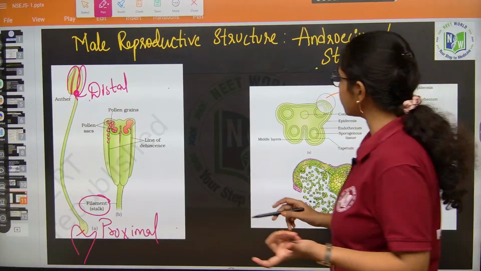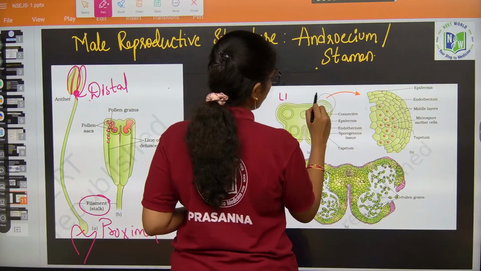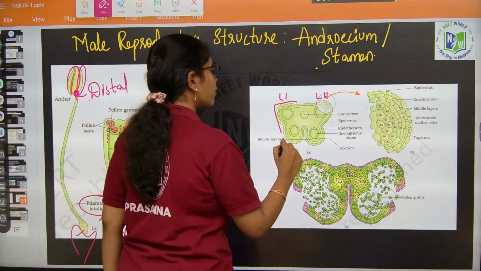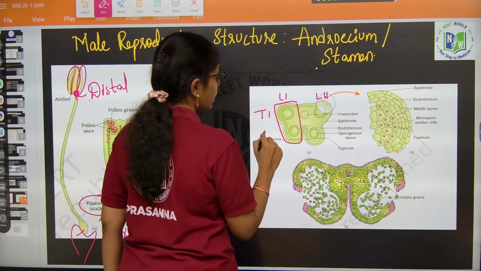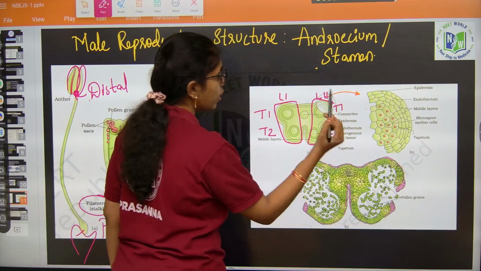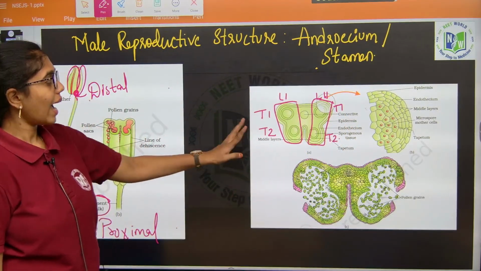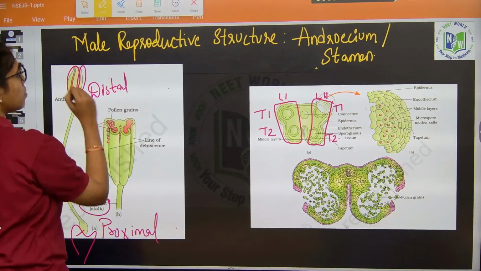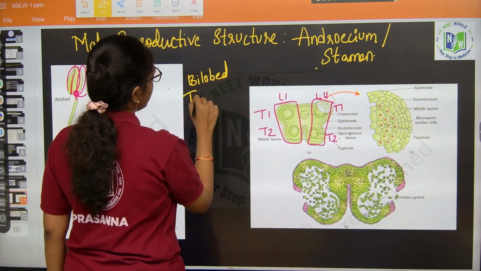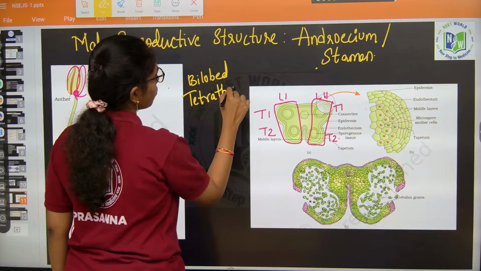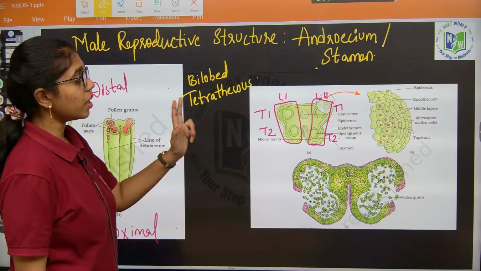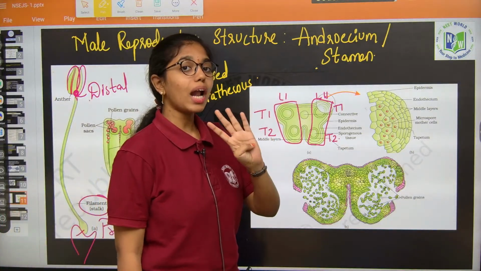So, this bilobed anther will have how many lobes? Of course, the name itself is bilobed. So, it has 2 lobes, lobe 1 and lobe 2, and it has 4 theca. Each lobe has 2 theca, theca 1 and theca 2. Here also it has 2 theca, theca 1 and theca 2. Okay. So, bilobed anther and tetrathecous. Remember the terms, very important. Bilobed and tetrathecous.